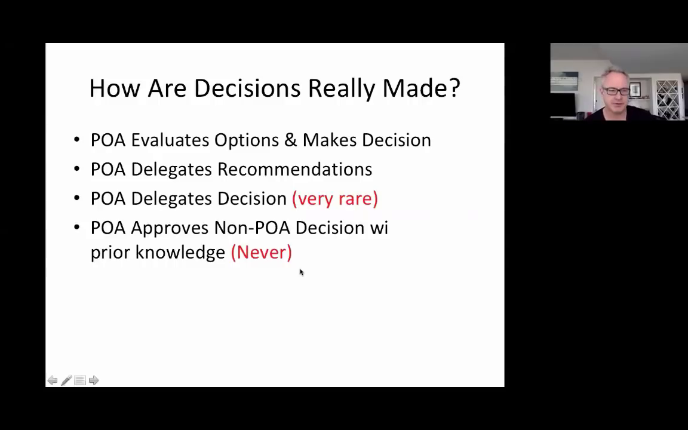This never happens. In no world that exists does a person of authority approve a non-POA to make a decision without ever consulting them. Even if it happened, it still wouldn't happen. And here's why. That person would be too scared to make the decision without at least running it by somebody else and getting their approval.